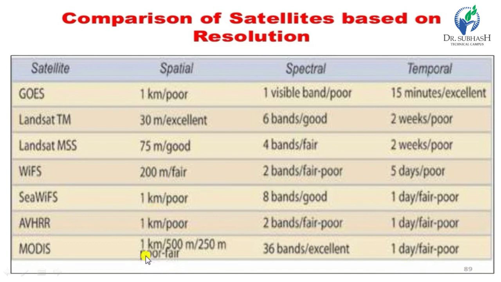WiFS and AVHRR also have the same resolution, but it is poor. MODIS also has poor spatial resolution, but its spectral resolution is high, like 36 bands. It is excellent, and that is the one day revisit. For that, in case analysis, that is very useful. But nowadays, the latest satellites give accurate real-time data. So the temporal resolution is 2 minutes, 5 minutes, 10 minutes, and so on.